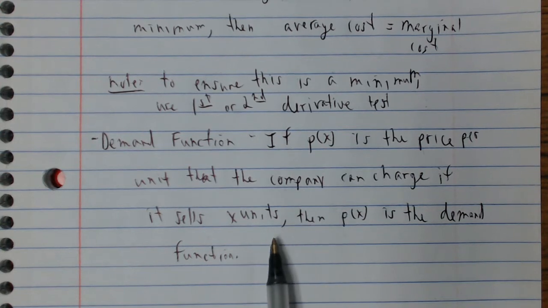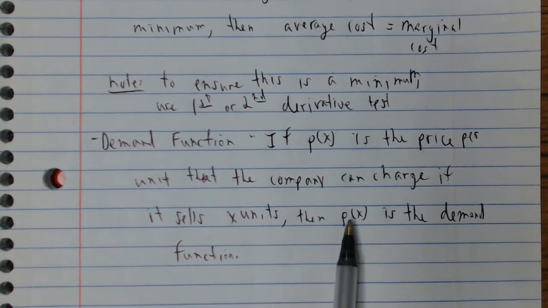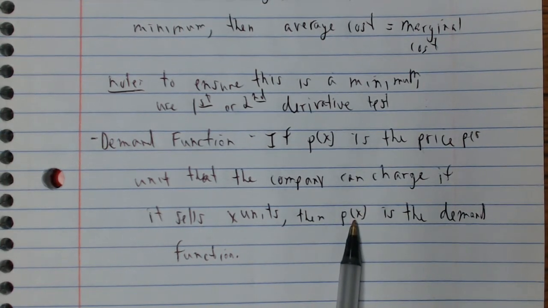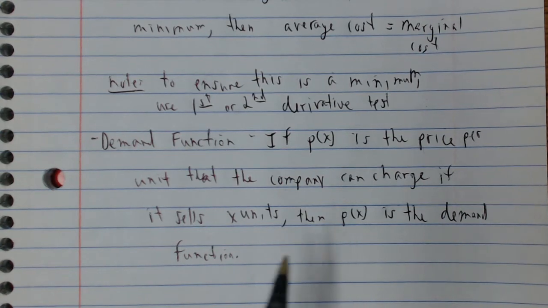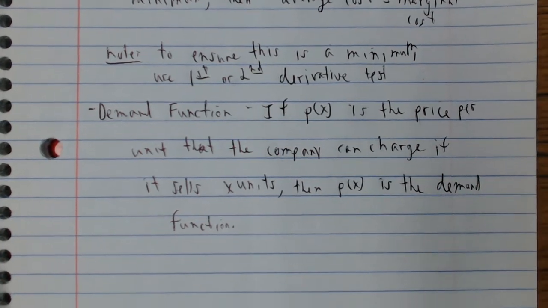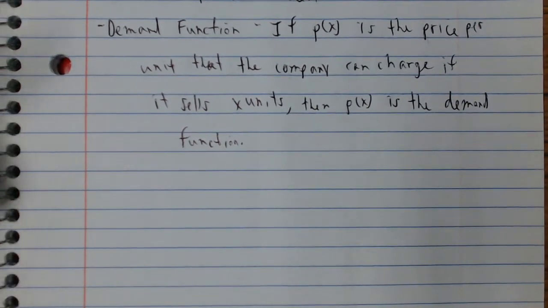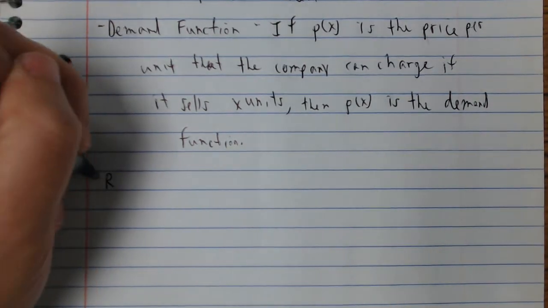So you tell me how many units you want to sell, and this equation will tell you what the price should be set at. Okay, so that's what we mean by the demand function. You tell me the units you want to sell, and this equation will tell you the price that you should set it at. So with that said, let's move on to the revenue function.